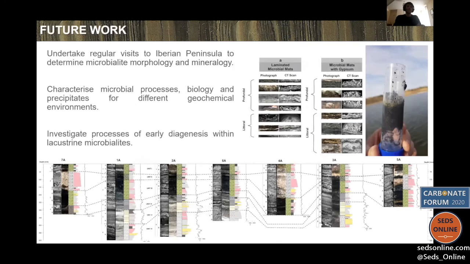So in the future, we're going to carry on visiting Spain and looking at the microbial morphology and mineralogy, begin to highlight in more detail what processes are happening, the biology of these mats and precipitates, begin to see what processes of early diagenesis are happening.